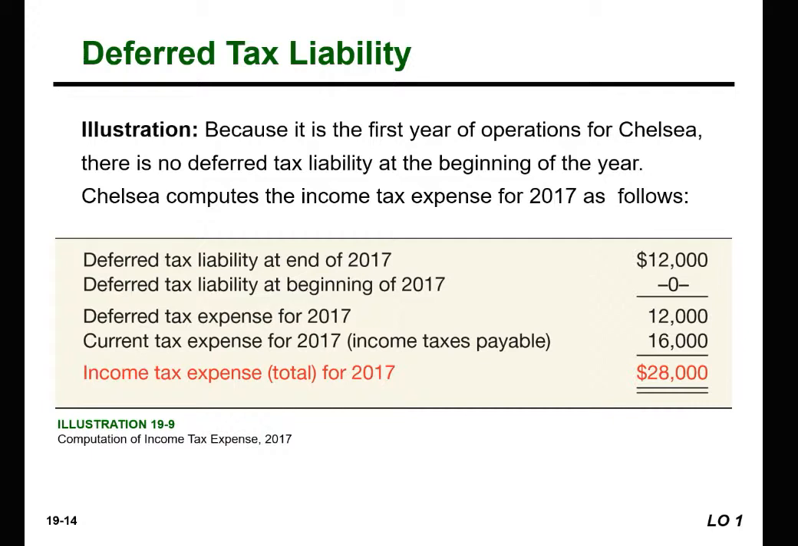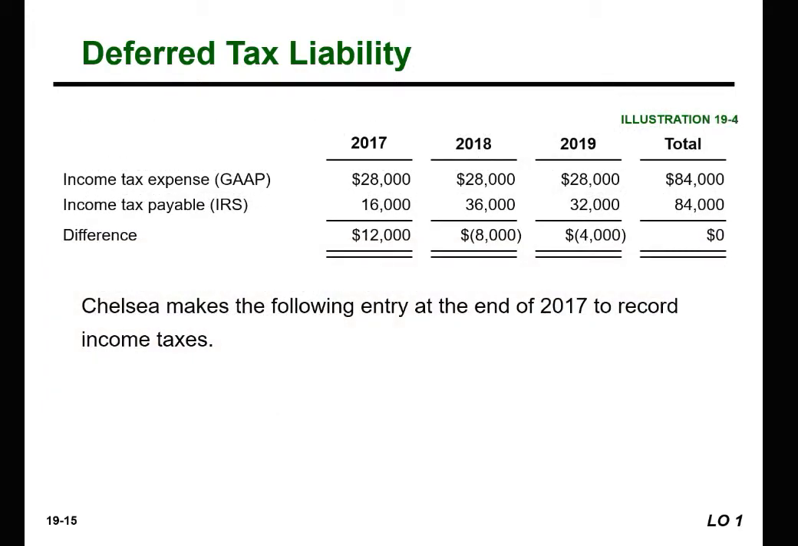Because it is in its first year of operations, Chelsea doesn't have anything in its deferred tax liability account at the beginning of the year. They compute their income tax expense for 2017 to be $28,000. $16,000 of it is a current tax expense, and then $12,000 is a deferred tax expense. So we make this entry at the end of 2017.